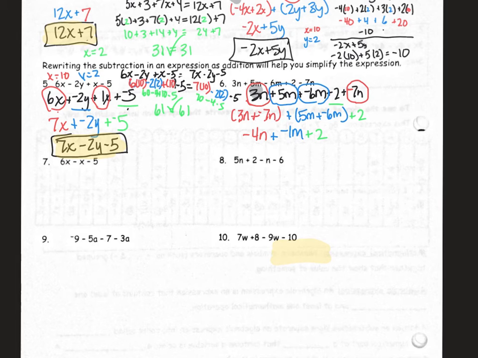So when I go through now and get rid of all my double signs and make sure I don't have any like terms, when I get to this m here, I have a choice. Negative 1m is the same thing as m. So I can either write minus m or minus 1m. And I'm just going to keep writing m there. I'm sorry.